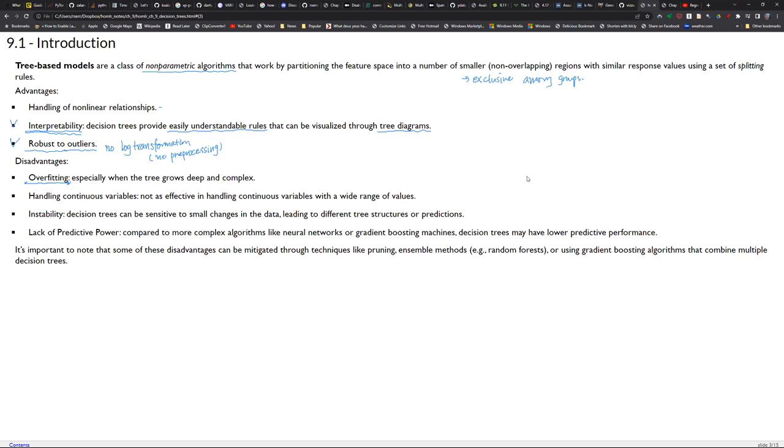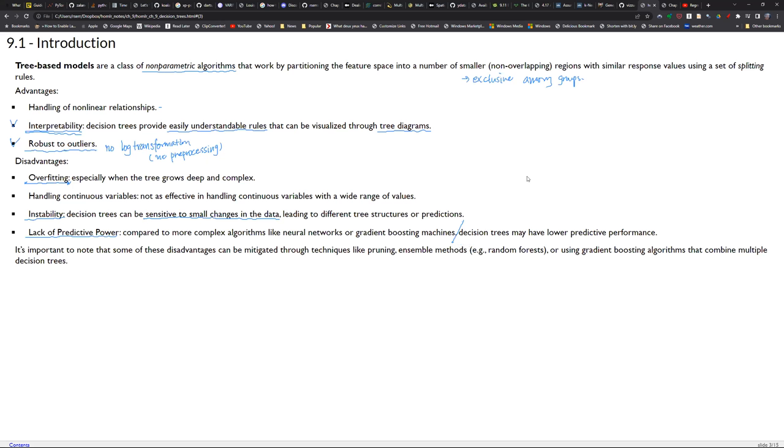Also, in the handling of continuous variables, we will see that it's not as effective, okay? Because you're going to see in the Ames housing example that the predictions are basically the average of that cluster, of that space that the algorithm partitioned. So with a continuous variable, it's not going to be that effective. It's going to be more effective in classification, okay? Also, there could be some instability. A decision tree can be sensitive to small changes in data, because of the internal mechanism to do the splitting. And they have a lack of predictive power compared to more complex algorithms like neural networks or gradient boosting machines.